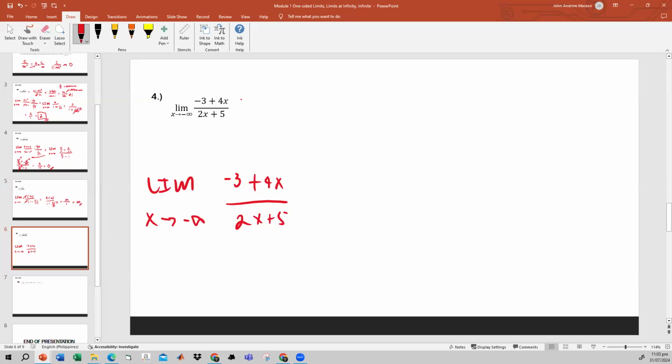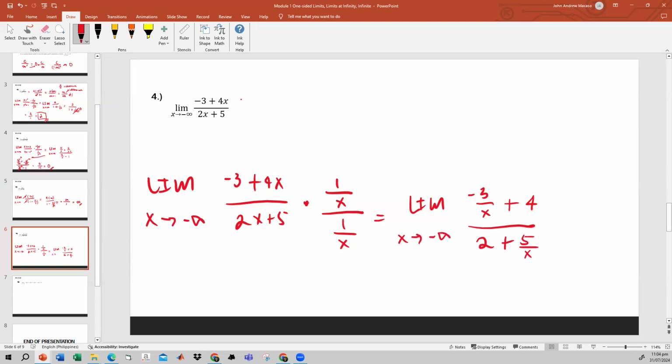So again, we'll multiply 1 over the highest degree on both numerator and denominator. What will happen is, if you distribute 1 over x, this will become the limit of negative 3 over x plus 4, then distributing this will become 2 plus 5 over x as x approaches negative infinity.